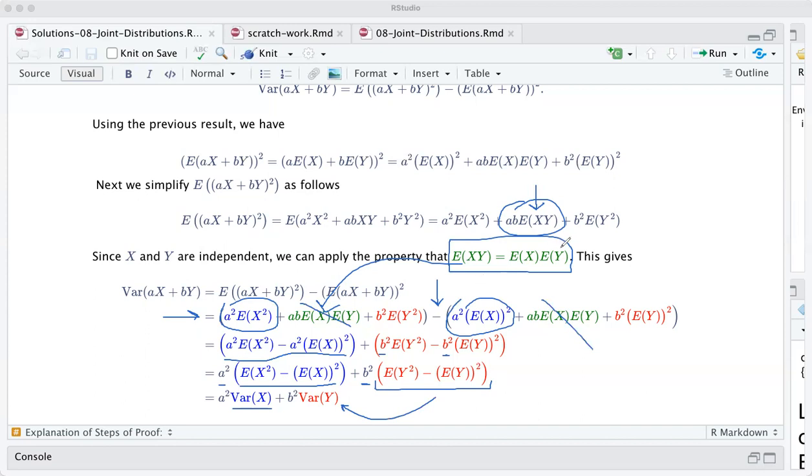In this case, we did need to use the fact that x and y were independent, since we needed to use the fact that the expected value of x times y is equal to the expected value of x times the expected value of y, which is true only if we know x and y are independent random variables. All right, that goes through a bunch of properties about expected value and variance for linear combinations of random variables. And we're going to use these properties in the next class.